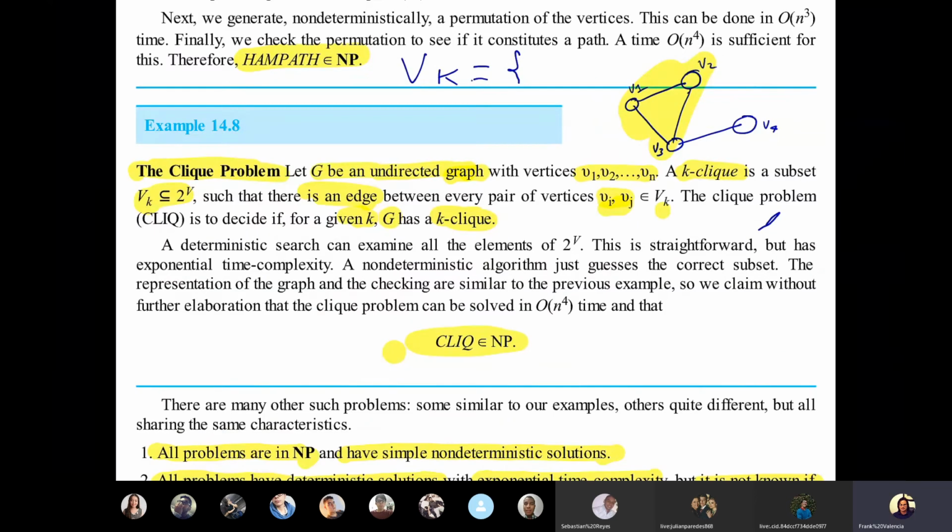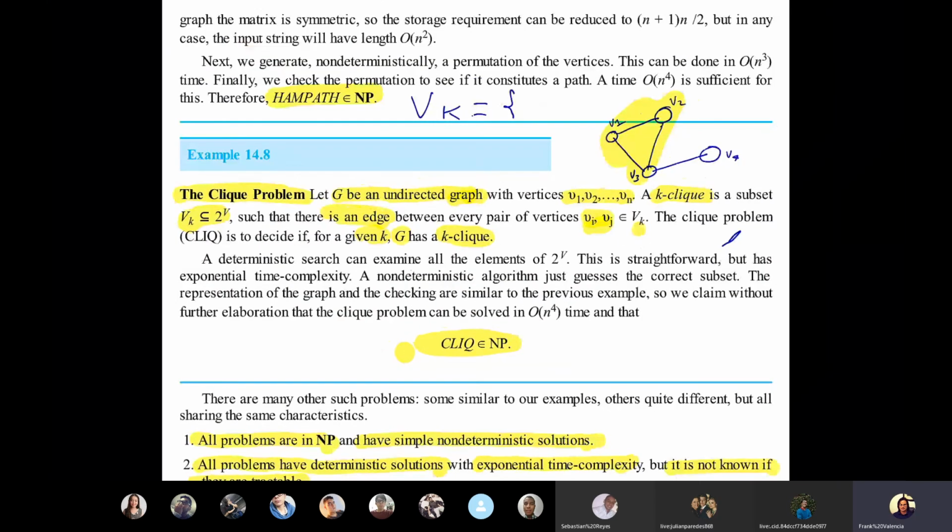So what is the problem? How do you do it deterministically? Well, that's easy, right? You will try every possible subset of the vertices, and then you will verify if there is an edge between every two members of that subset. What's the problem with that deterministic solution? There are 2 to the n possible subsets. Exactly.